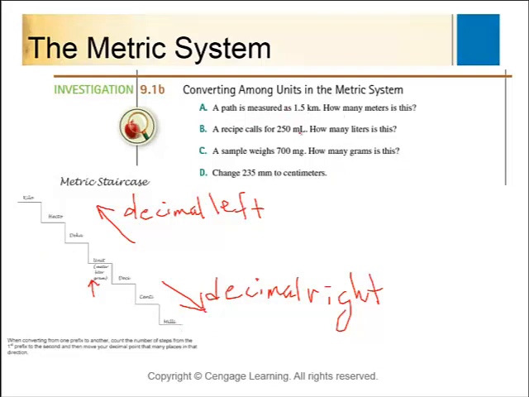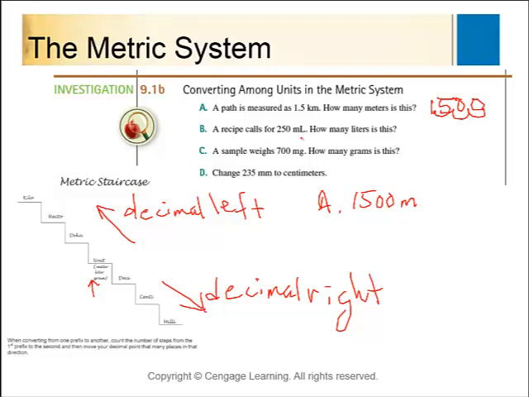So if a path is measured to be 1.5 kilometers, how many meters is this? So I'm going to write the 1.5, and I go from kilometers to meters. So I start at the step and I walk 1, 2, 3 places. So I would just say 1, 2, 3, move the decimal point 3 places to the right because I went down the stairs. And this answer is 1,500 meters. So for A, I'm going to write 1,500 meters.